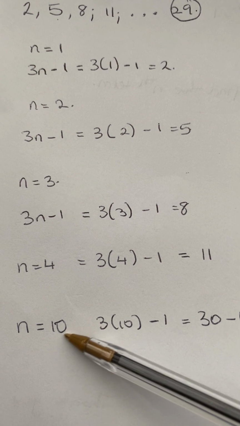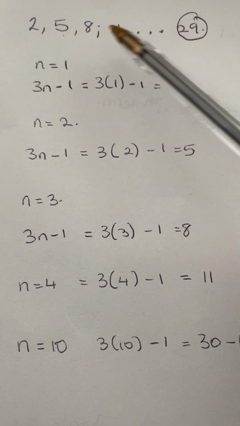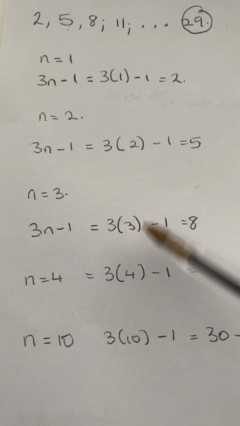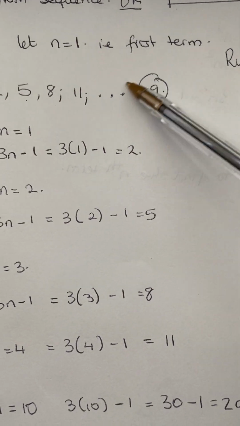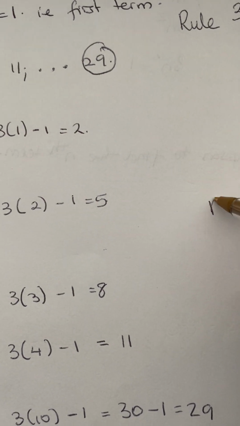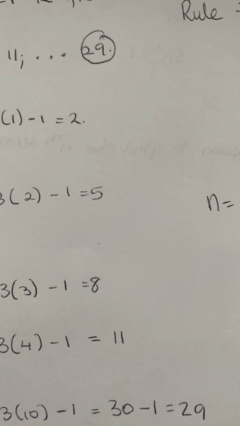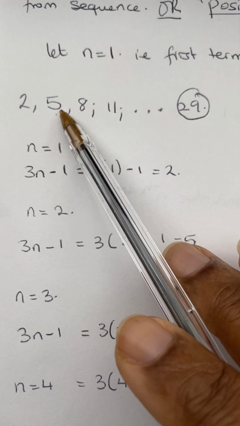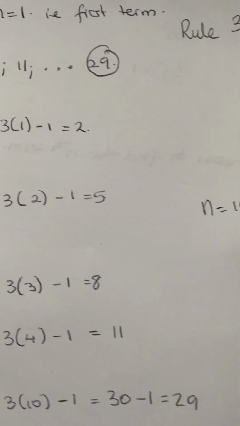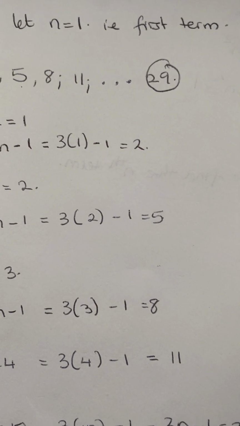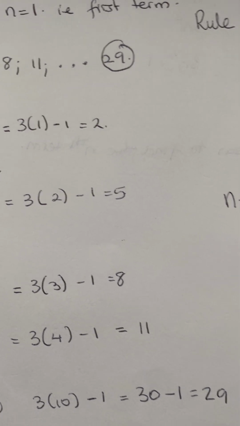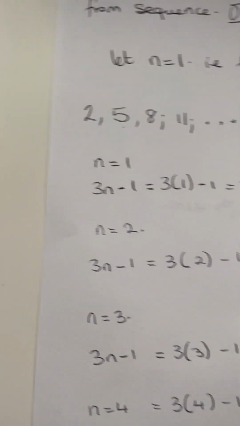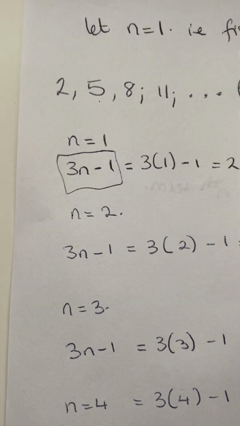So what if n is 10? That will be the 10th term. If n is 10, 3 times 10 is 30, minus 1 is 29. So straight away, that will be our 10th term. And then what if n is 100? That will be the 100th term. We don't need to be adding 3's. 3 times 100 will be 300, minus 1, so 299. That will be the 100th term for this sequence. So straight away, our rule is 3n minus 1.